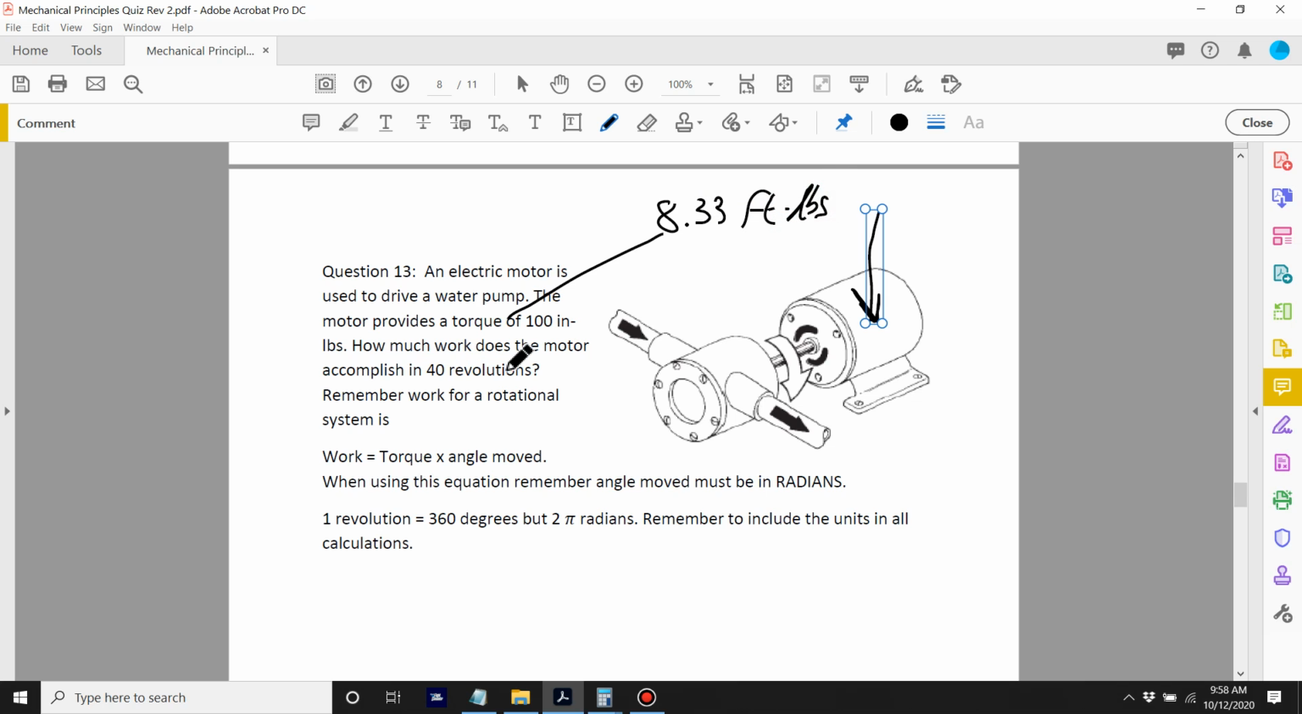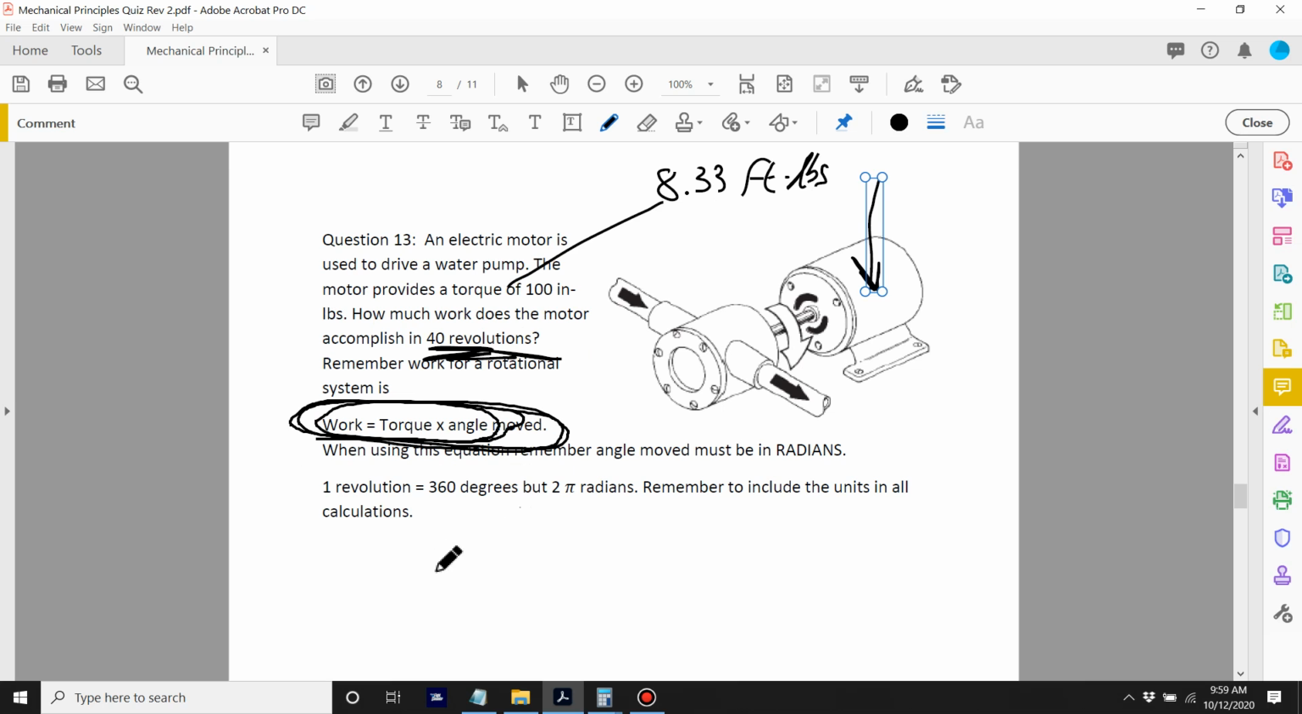How much work does the motor accomplish in 40 revolutions? Remember, work for a rotational system is torque times angle moved. That's our equation. When using this equation, remember the angle moved must be in radians. So I can't just multiply 40 times 360, that's the degrees. We're going to be using radians. Why? Because it makes the maths easier.